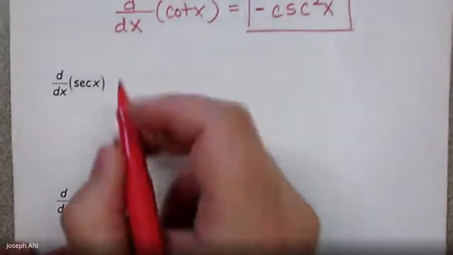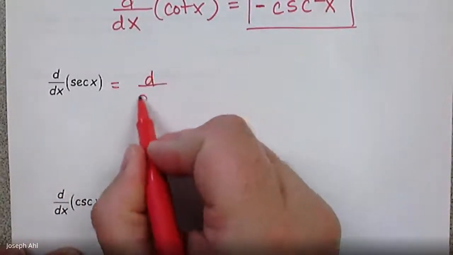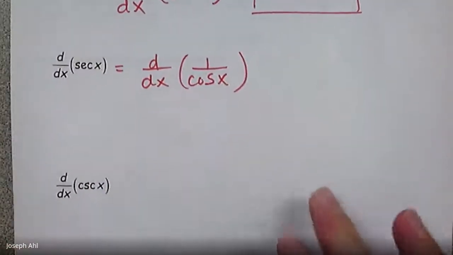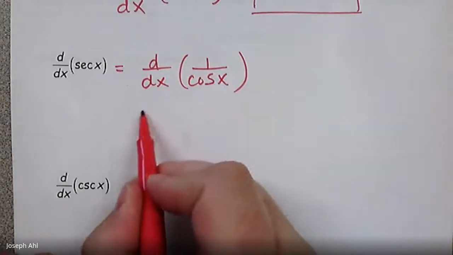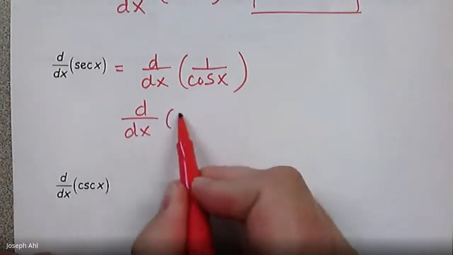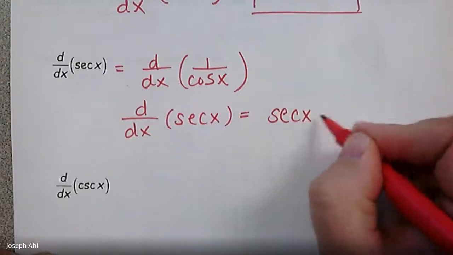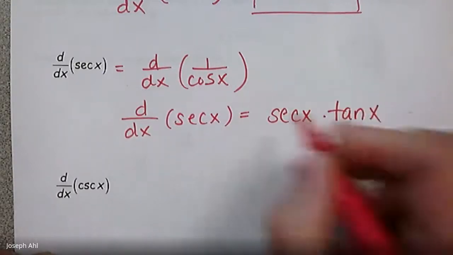All right, a couple others. Secant, derivative of 1 over cos would get me there. If you use the quotient rule there to develop the rule for the derivative of secant, the derivative of secant is, interestingly enough, secant tangent, sec tan.